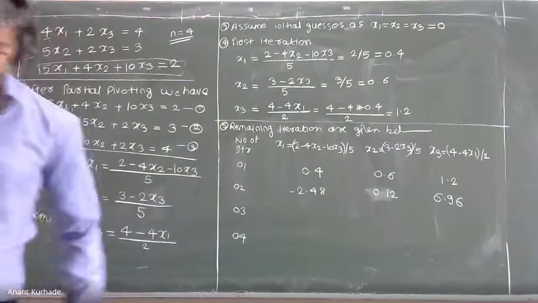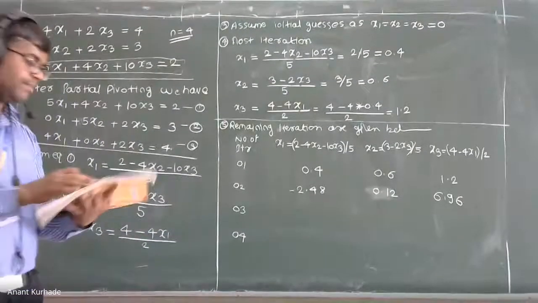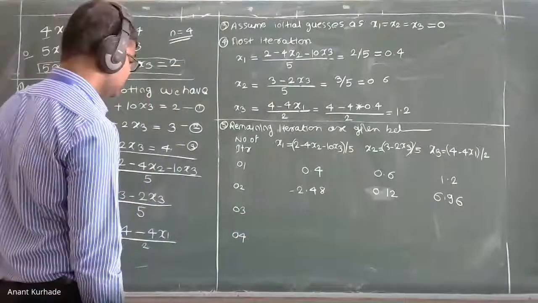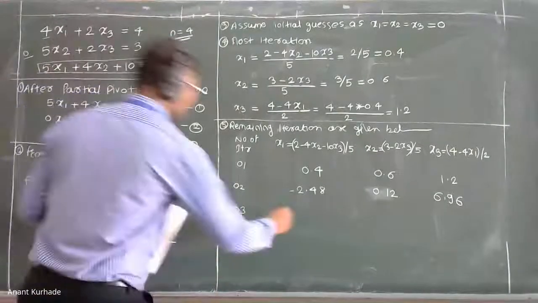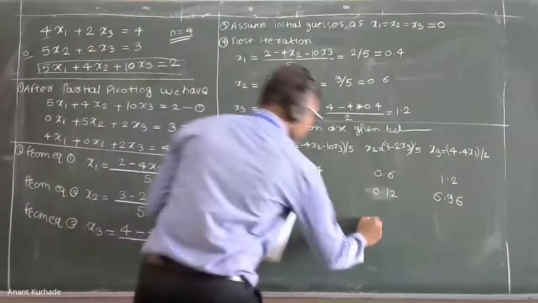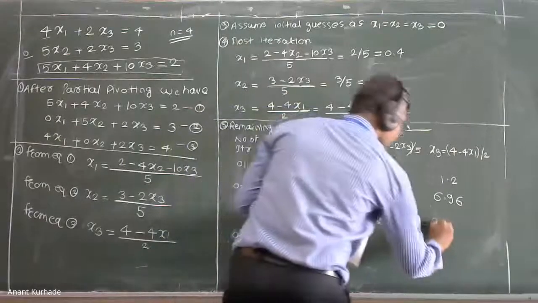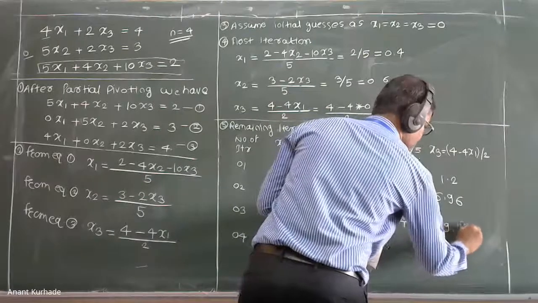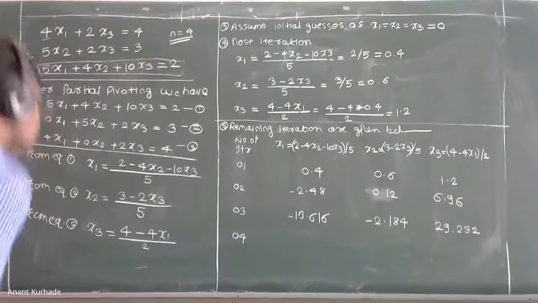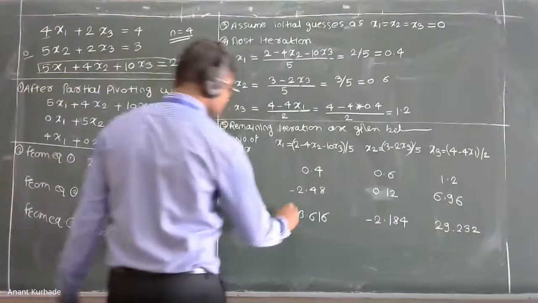Do the third iteration, fourth iteration, and write down this answer. Tell me this answer. From the third iteration, x1 is minus 13.616, here minus 2.184, and here 29.232. If you understand, you can stop here. You can do three iterations only. At last, you can box this answer.